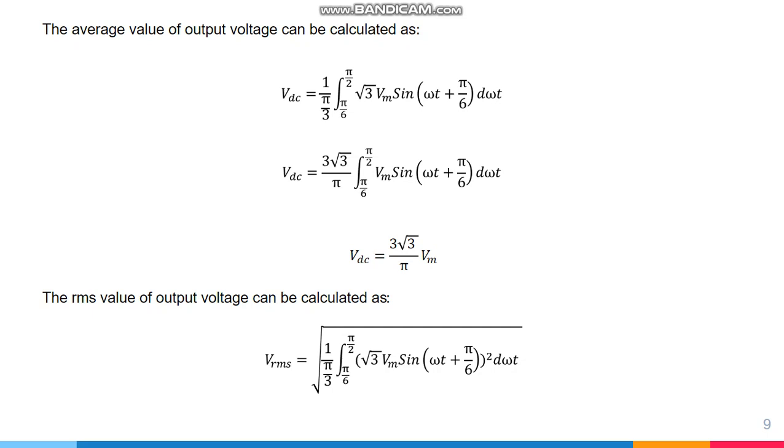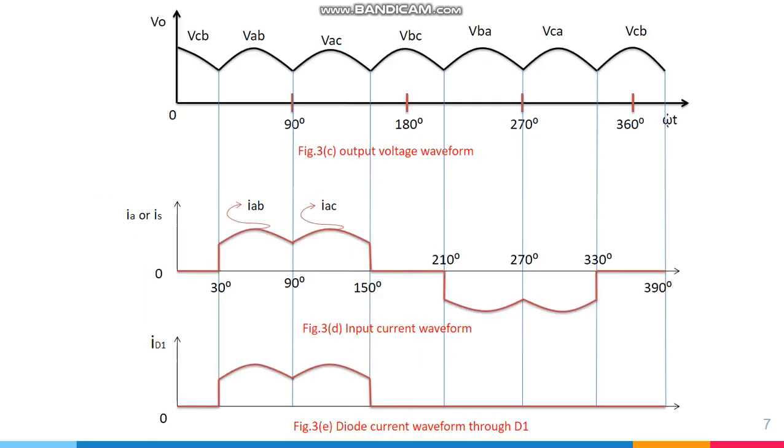In order to calculate the average value of output voltage, we need to go back to slide number 7. This is the output voltage obtained, and I want to calculate the average value of voltage obtained at output. So in order to calculate the average value, I will consider this ripple. The limits for this are from 30 degree to 90 degree.